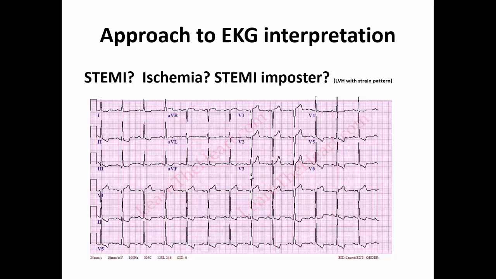The problem with LVH is you can get several different things. This is an example of LVH with strain. What that means is a strain pattern is this kind of scooped out or ST depression you may see, and in this I see it in multiple leads. You see it in 2, 3, AVF, you see it in lead 1, you see it in leads V4 through V6. So that's kind of the strain pattern, this kind of scooped out ST depression, reciprocal T waves, etc.